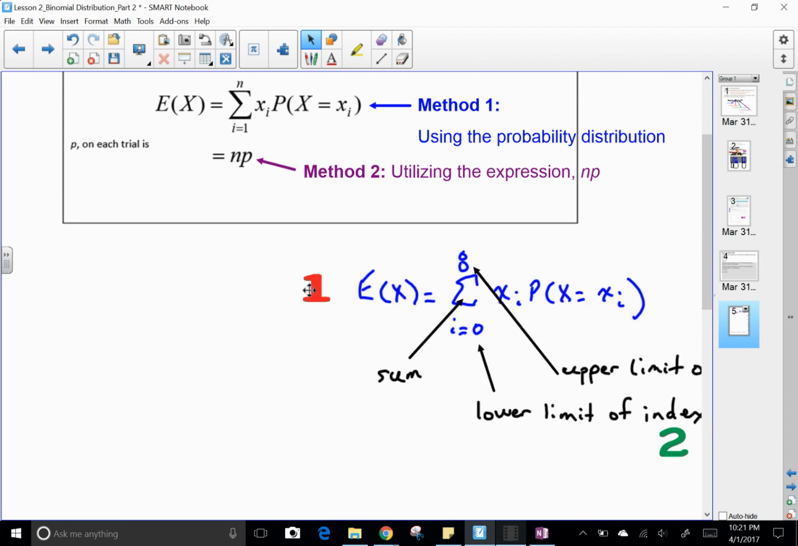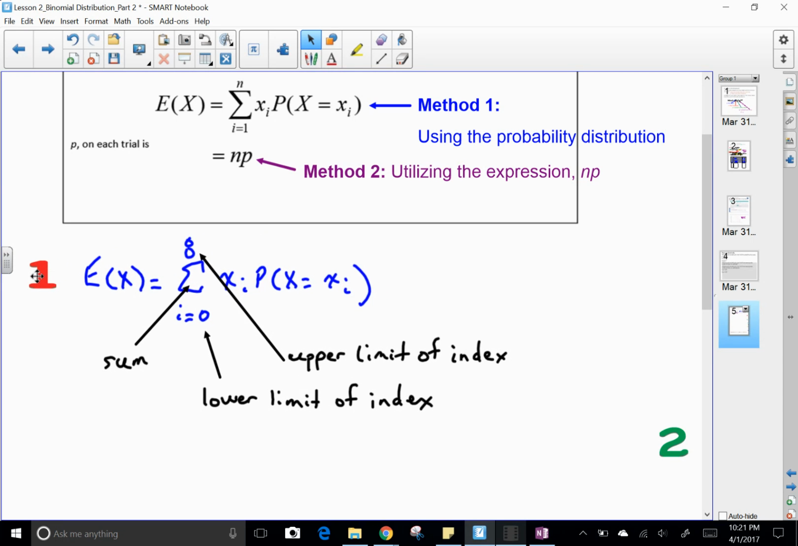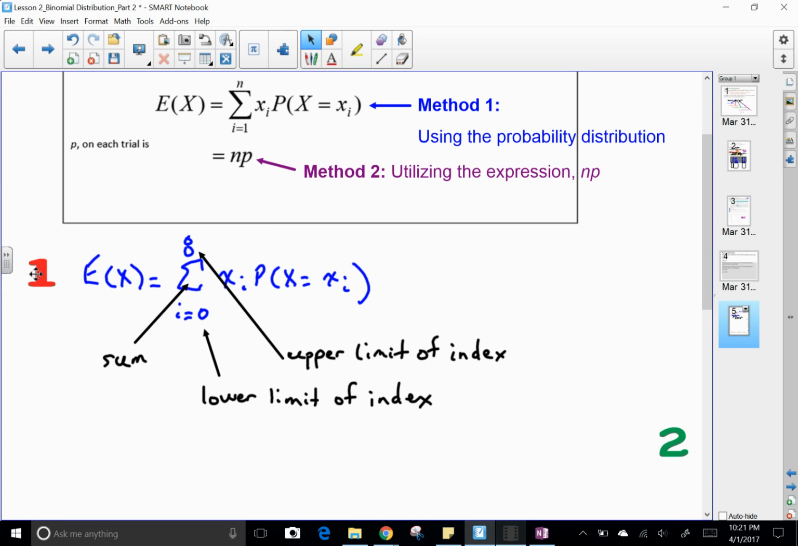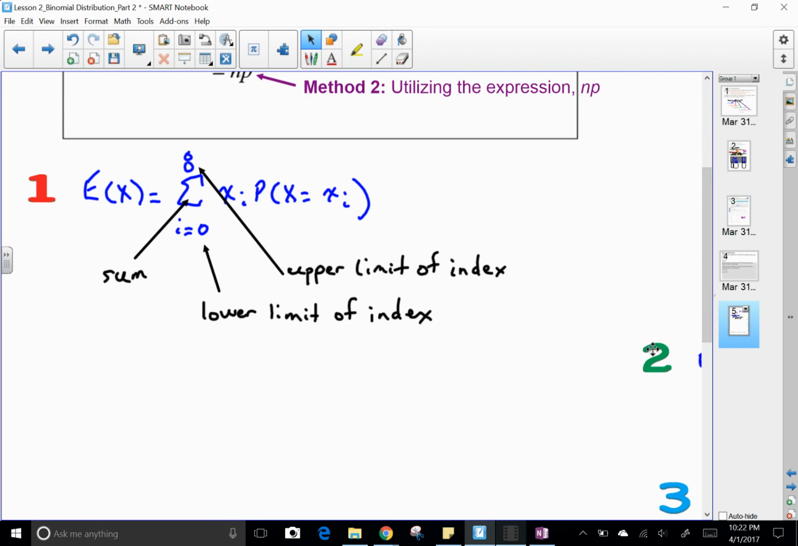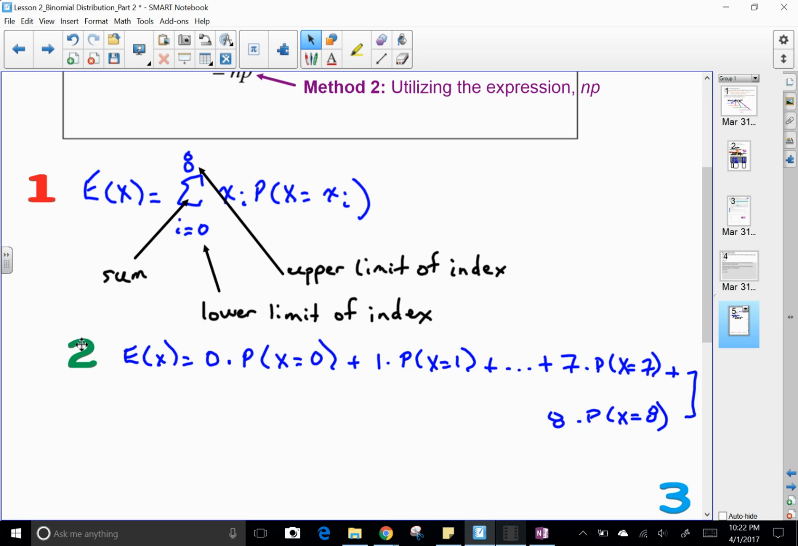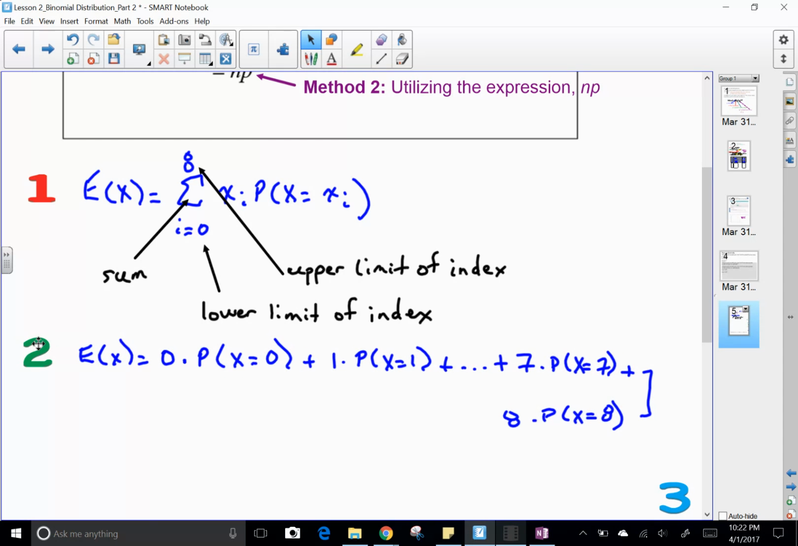Okay. So step 1, we will identify the lower limit of the index and the upper limit of the index, so 0 and 8. The numbers 0, 1, 2, all the way through to 7 and 8 would then occupy the place where you see i. The letter i indicates the index value. Step 2, we'll substitute the index values in, and then represent as we were previously when we were dealing with the introduction to the unit involving expected value.